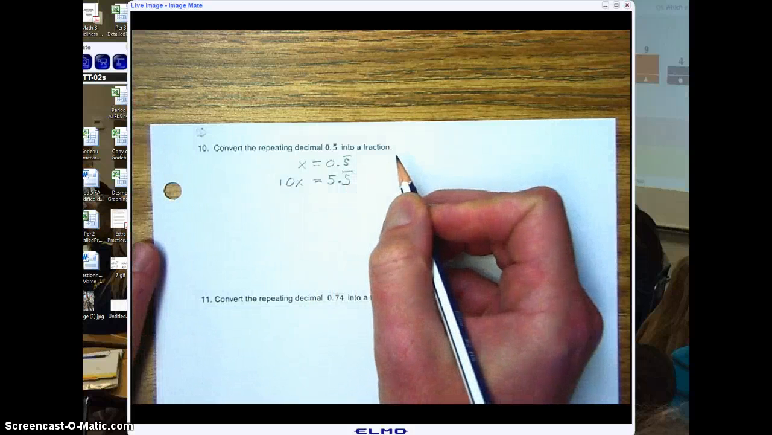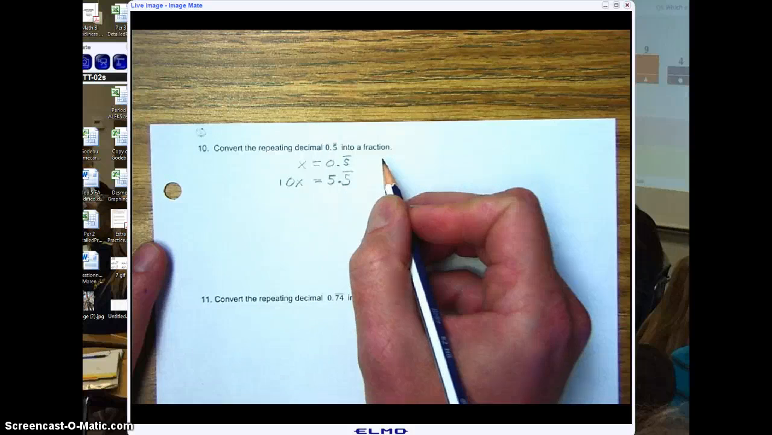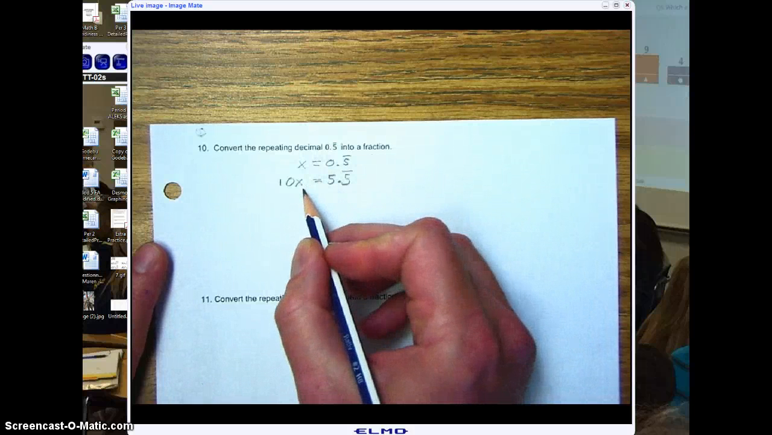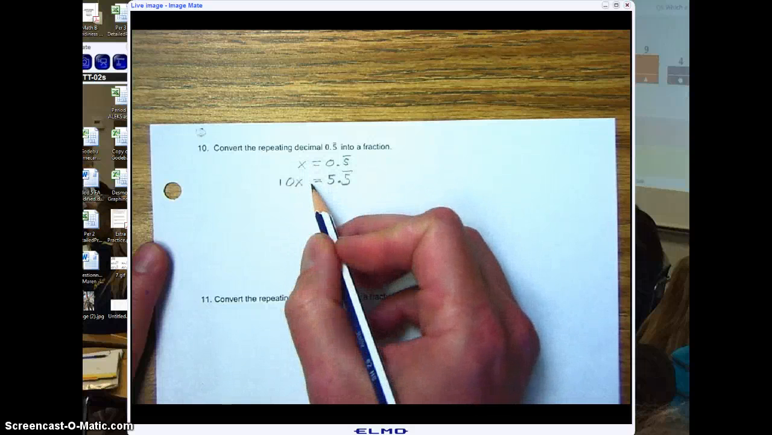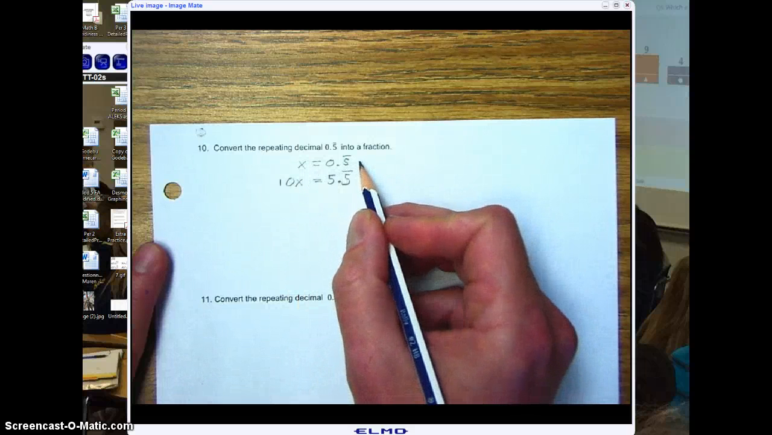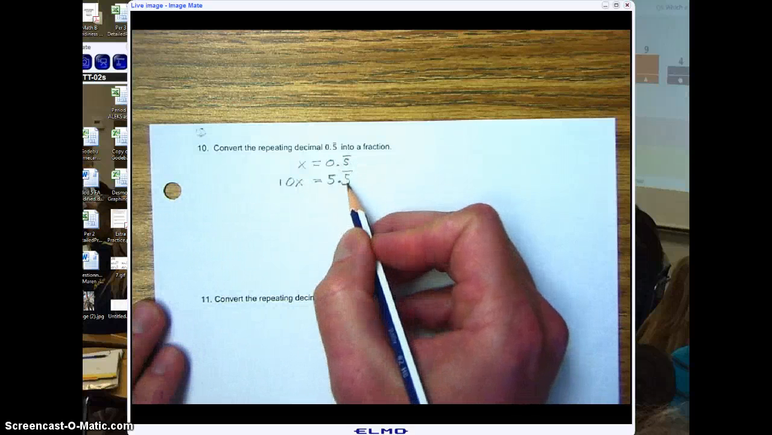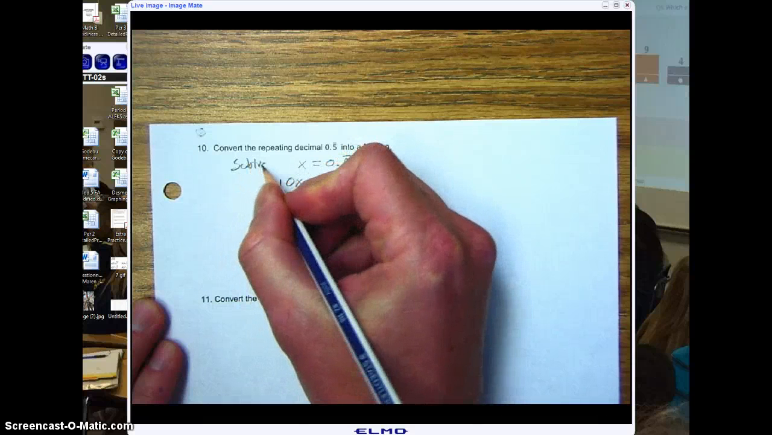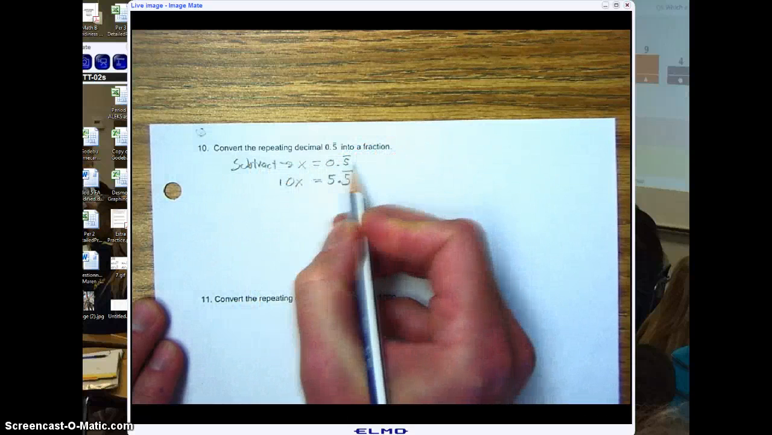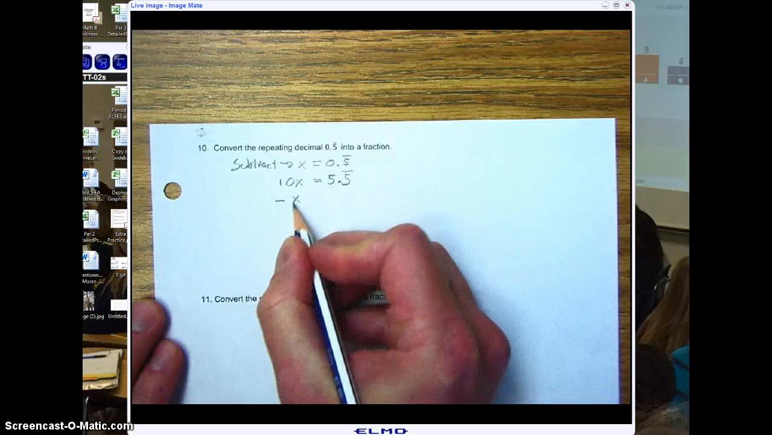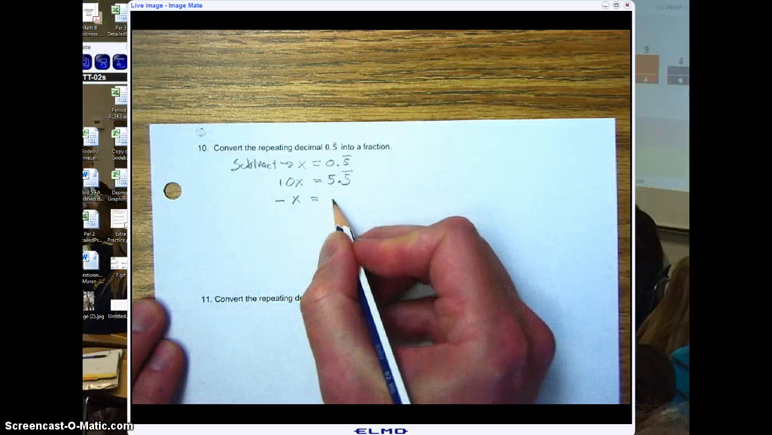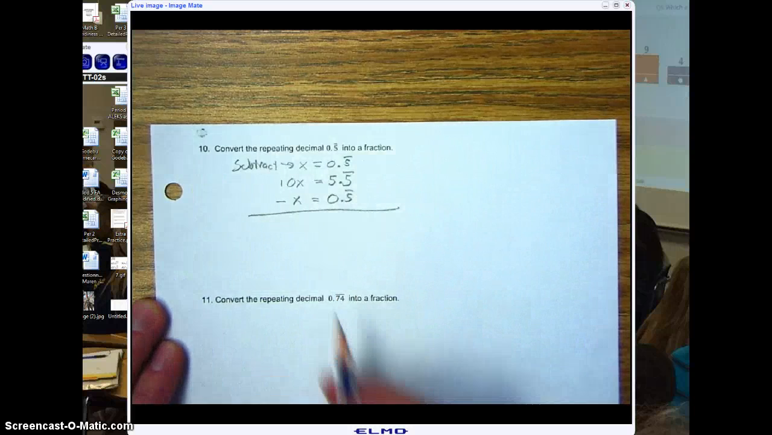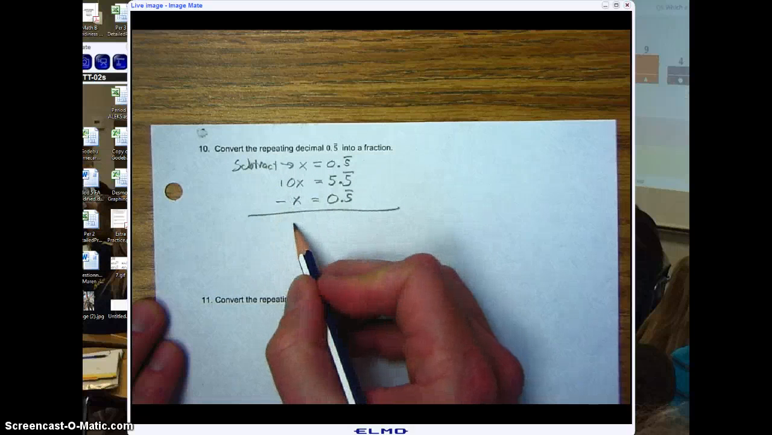Now here's the cool part about this trick: if I take this top equation and this bottom equation and consider them a system of equations, two equations, I can actually use elimination to get rid of this repeating decimal, and here's what I'm going to do. I'm going to subtract this whole thing from this. So you're going to take away this equation from the other equation. So now, 10x minus 1x is 9x.